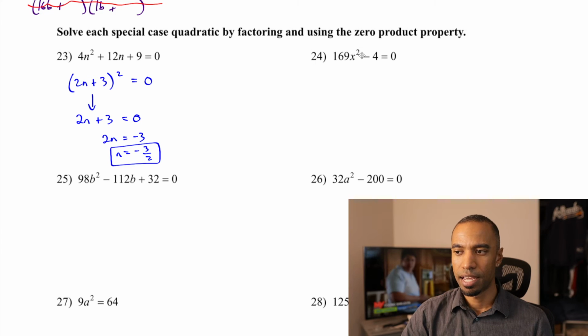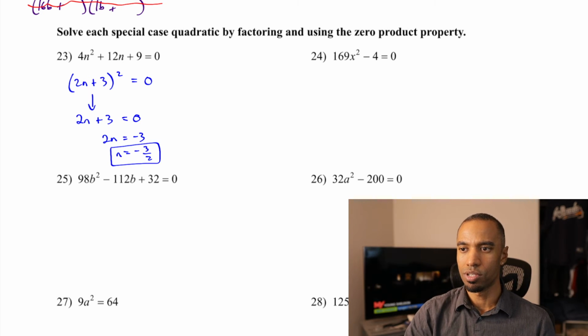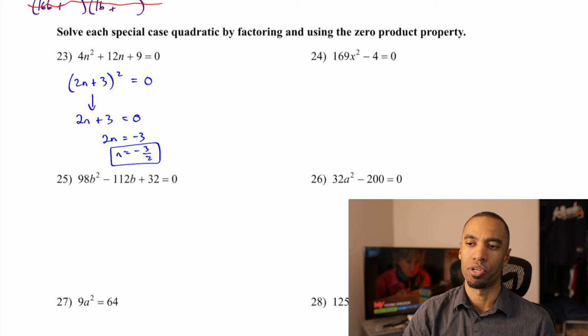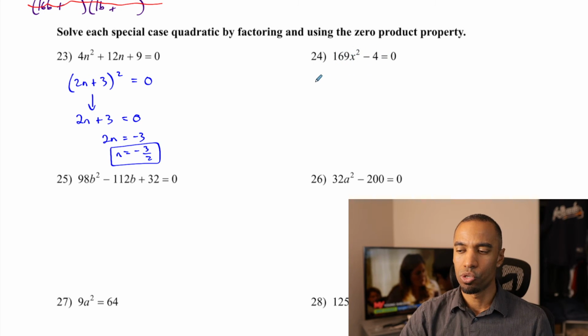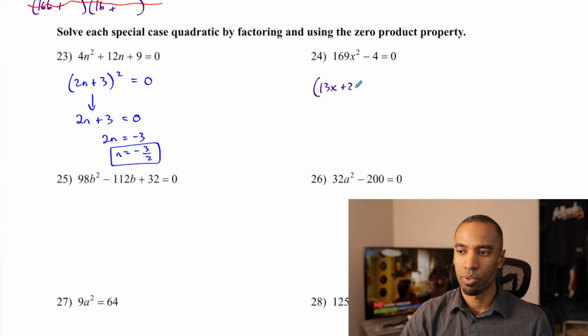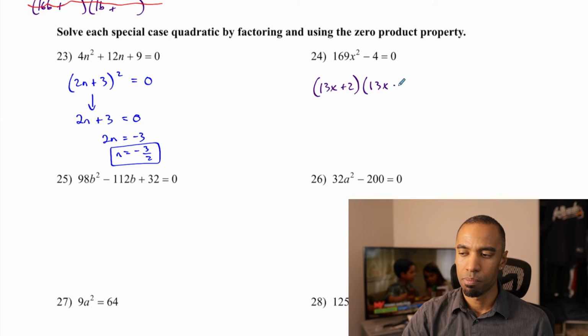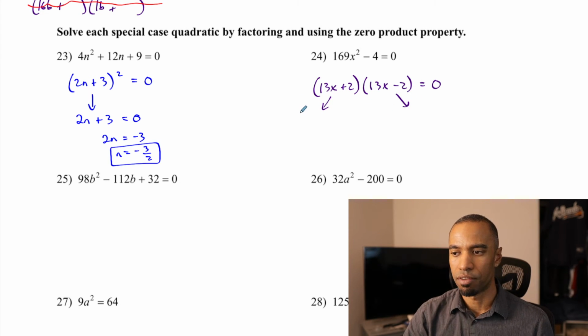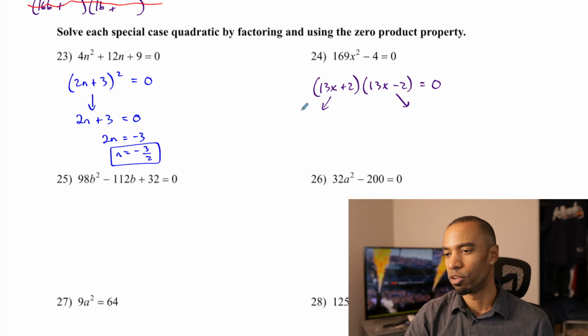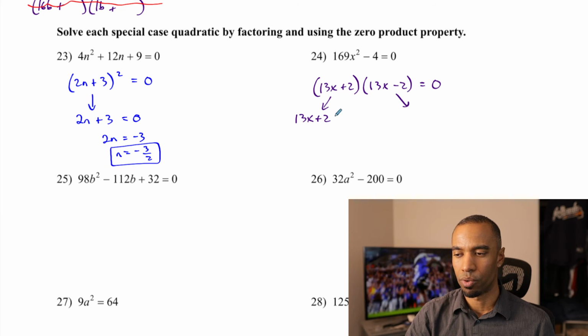All right, 169x squared minus 4 equals 0. This looks like a difference of 2 squares. It's set equal to 0. There's no common factors. 169 is 13 squared. 4 is 2 squared. So this is 13x plus 2 times 13x minus 2, and that's set equal to 0. Now, the good news about situations like this is both these answers will be opposite of each other. So technically, in solving one, you kind of do solve the other. You'll see what I mean here.